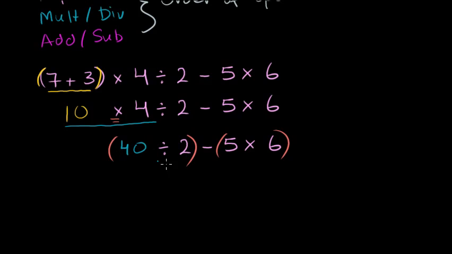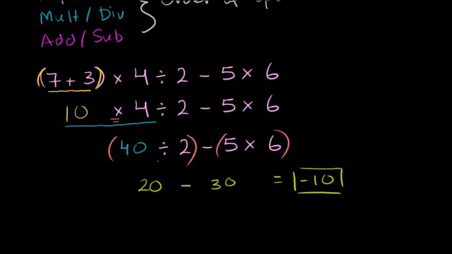So 40 divided by 2 is 20. We're going to have that minus sign. Minus 5 times 6 is 30. 20 minus 30 is equal to negative 10. And that is the correct interpretation of that.